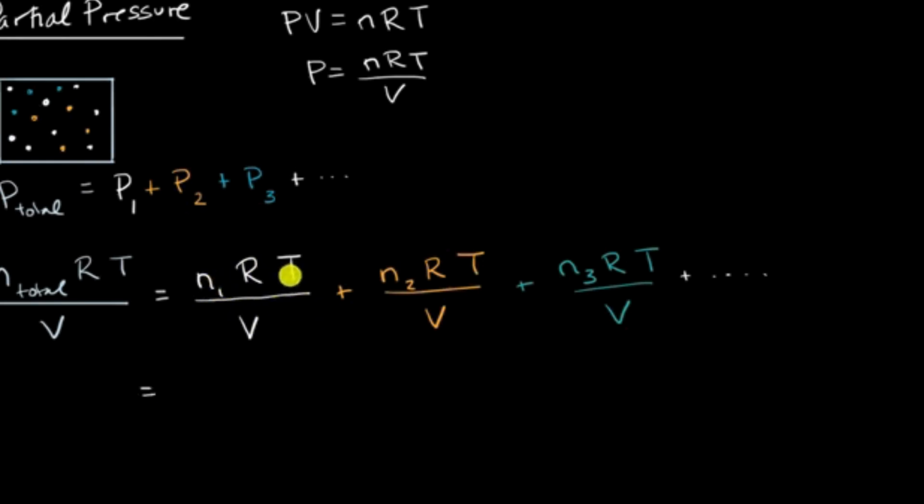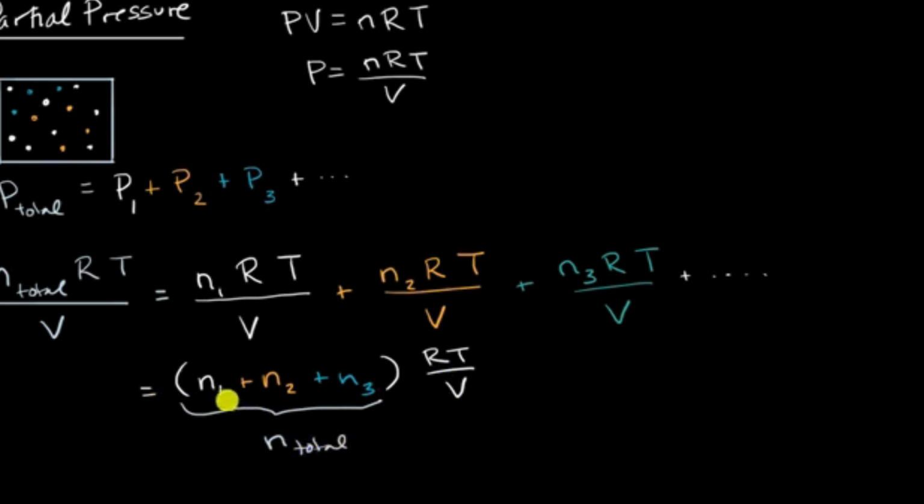But when you look at it mathematically like this, you can see that the right-hand side, we can factor out the RT over V, and if you do that, you are going to get N1 plus N2 plus N3, let me close those parentheses, times RT over V. And this right over here is the exact same thing as our total number of moles. If you say the number of moles of gas 1 plus the number of moles of gas 2 plus the number of moles of gas 3, that's going to give you the total number of moles of gas that you have in the container. So this makes sense mathematically and logically.